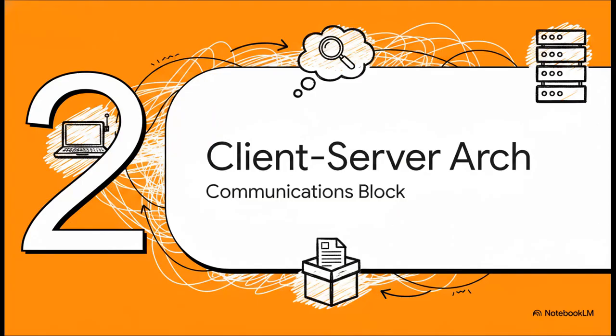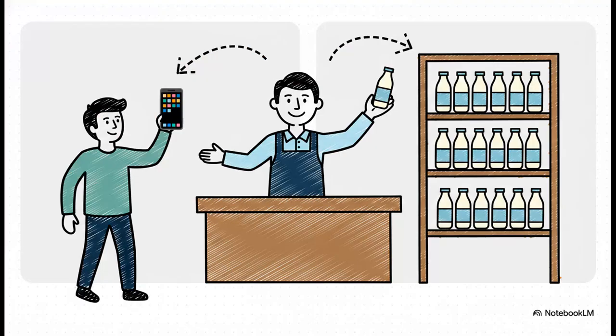Moving right along, let's hit Block 2, Client-Server Architecture. Now that we actually know what the web is, how is data requested and delivered across it? Well, think of it literally like buying milk from your local shopkeeper. You, making the request through your phone or laptop, are the front-end client. This is the presentation tier, built with HTML, CSS, and JavaScript. It's what you actually see and click on.